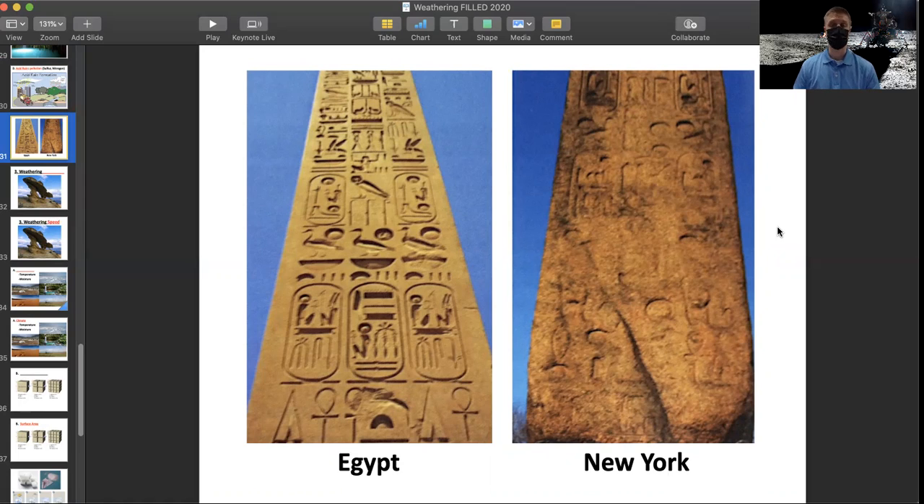In Egypt, there's not a lot of water. There's not a lot of rain, so you don't have a lot of chemical weathering. In order to have chemical weathering, you have to have water. If there's no water, there's no chemical weathering, or very, very little. So it's not really something that needs to be worried about. So that's the big difference.